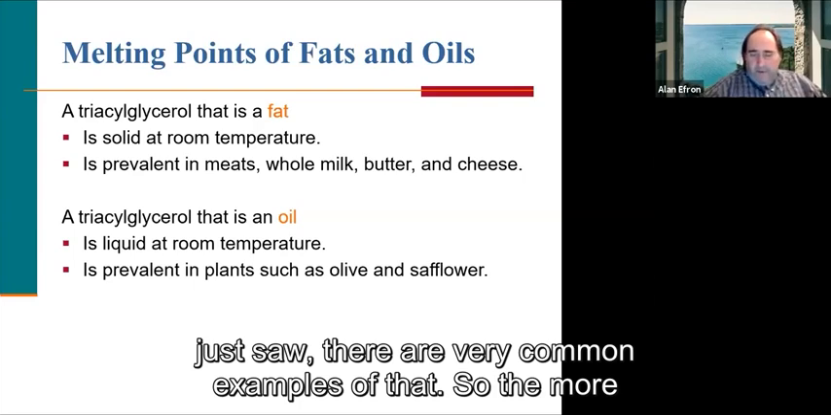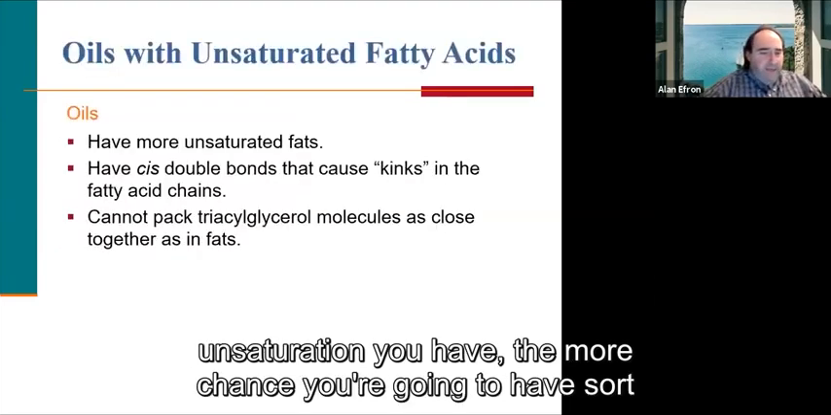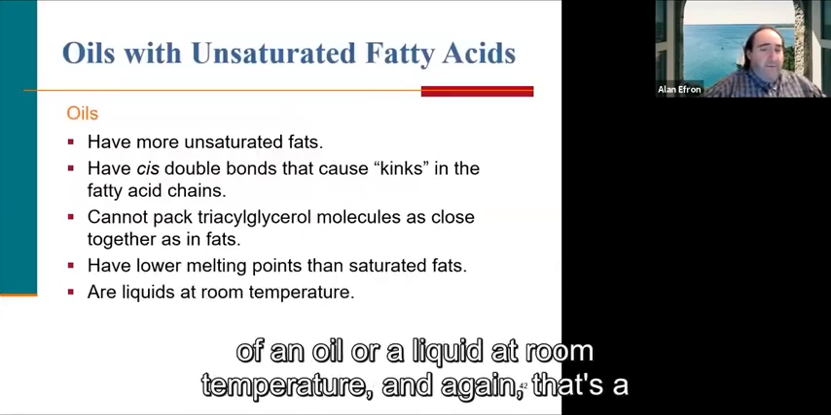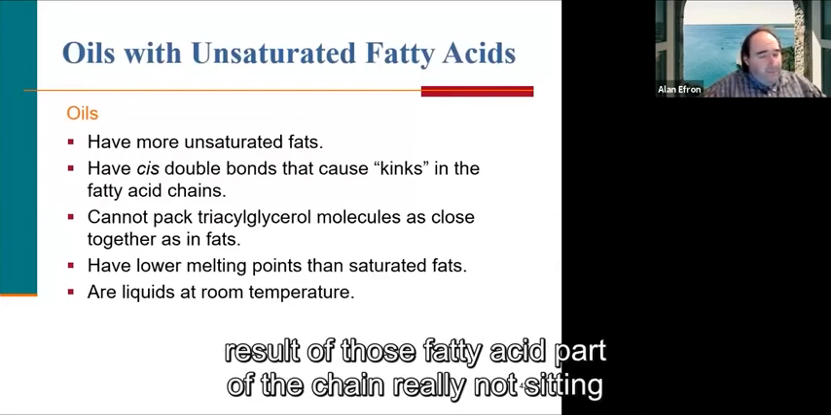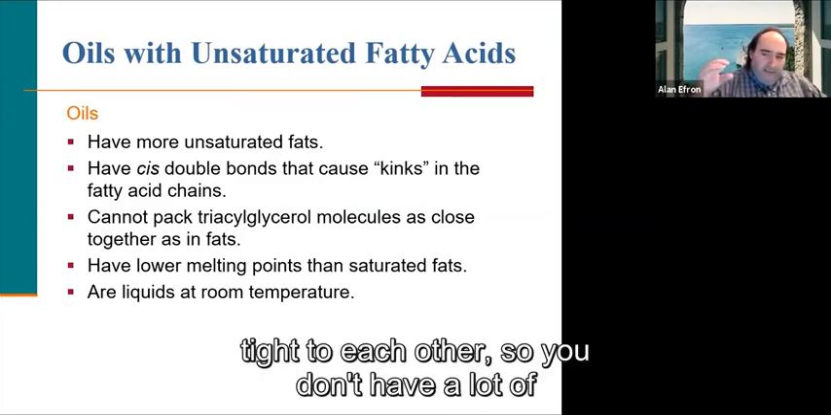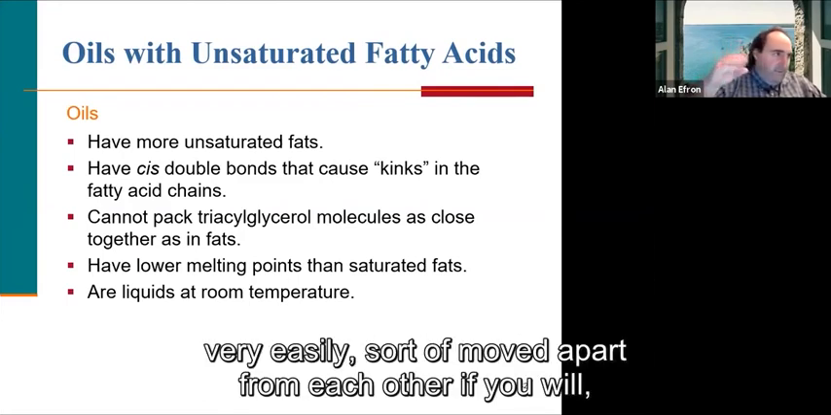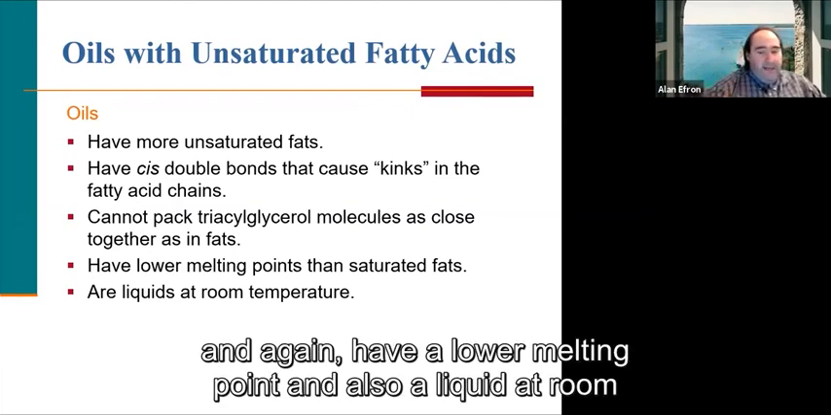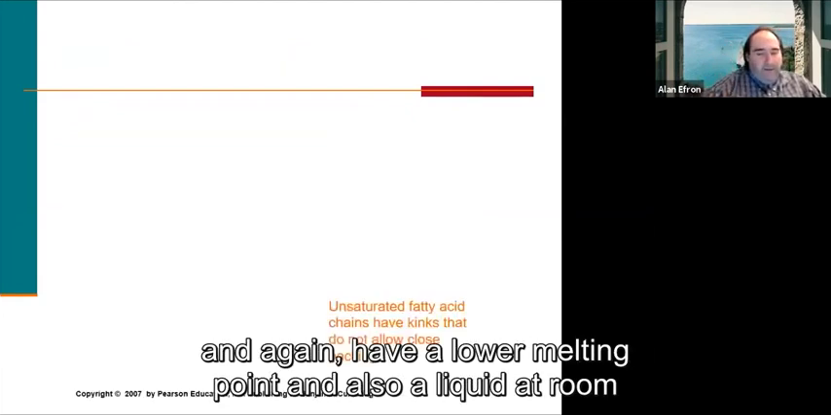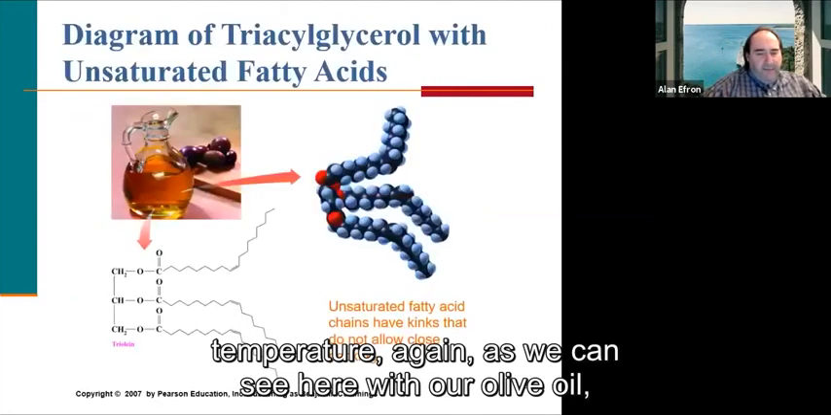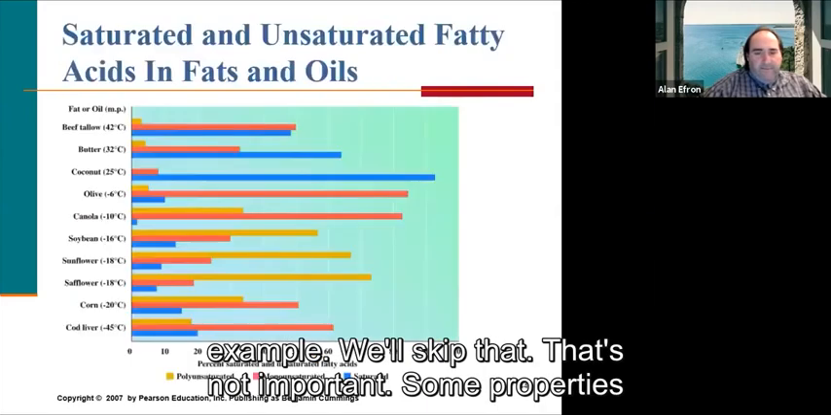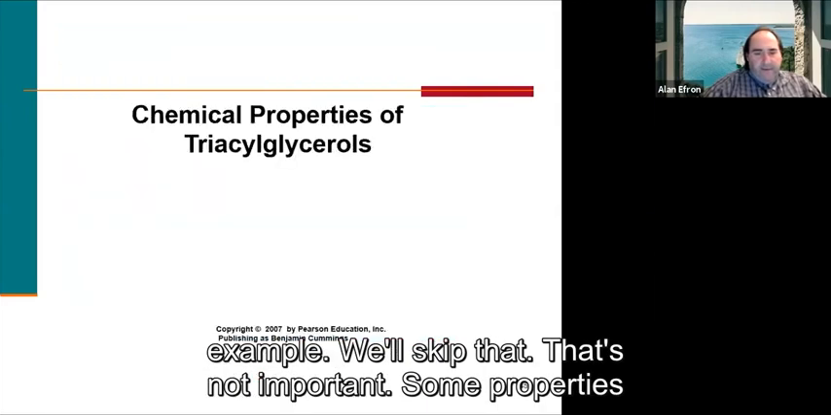So the more unsaturation you have, the more chance you're going to have an oil or a liquid at room temperature. And again, that's a result of those fatty acid parts of the chain really not sitting tight to each other. So you don't have a lot of intermolecular forces holding very tightly. So they're very easily moved apart from each other, if you will. And again, have a lower melting point and also a liquid at room temperature. Again, as we can see here with our olive oil example. We'll skip that. That's not important.